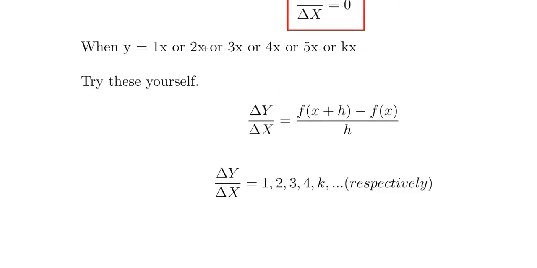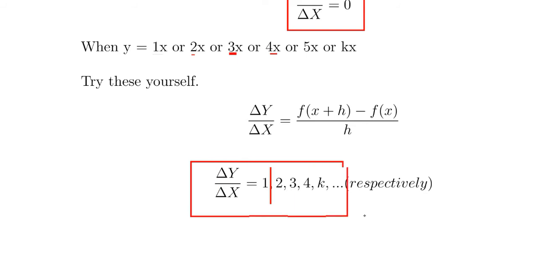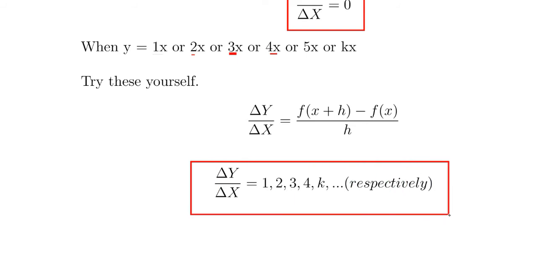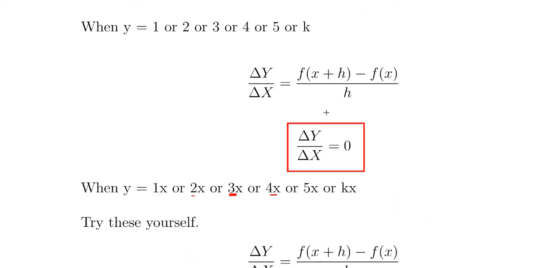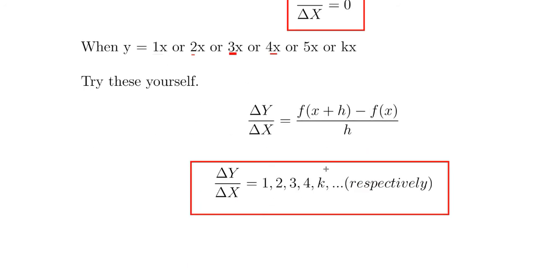I think we tackled y equals 2x, and in the end we got a gradient of 2. Whatever this constant is in front, so it was 2 here, 3, 4, whatever it is, you will find that it is the exact equivalent. Whatever that coefficient is, is the equivalent of the gradient. So when y equals 1x, 2x, 3x, 4x, 5x, and kx, you will find that the gradient is 1, 2, 3, 4, 5, k, and so on and so forth. So we've got a pattern. If it's a constant, it's 0. If it's a coefficient of x, it is the coefficient.